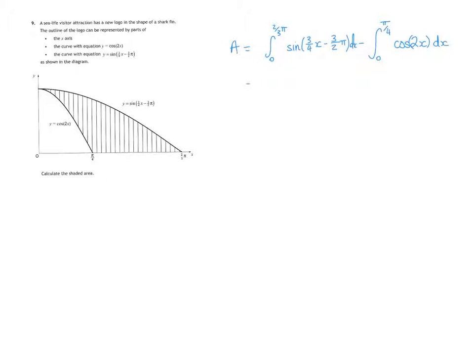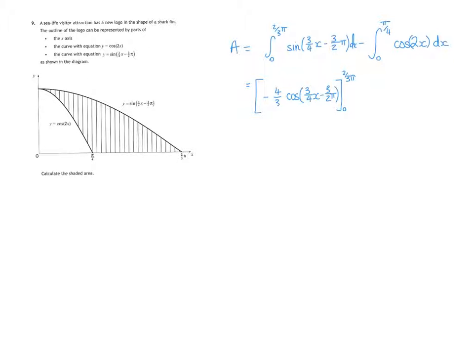Okay, so we start off our integration, and we know that sine integrates to negative cos. So we're going to have negative cos, and then we have our brackets, which stays the same. So we have 3/4 x minus 3 over 2 pi. And then we have to divide by the differential of the bracket. So if we differentiated that bracket, we would get 3/4. So when we divide by 3/4, we get 4/3.